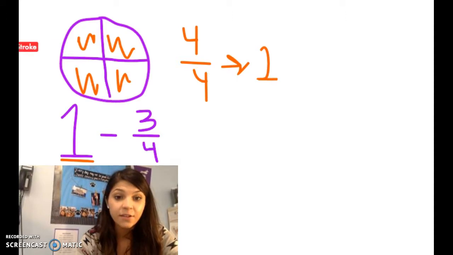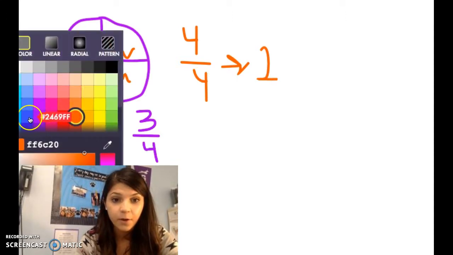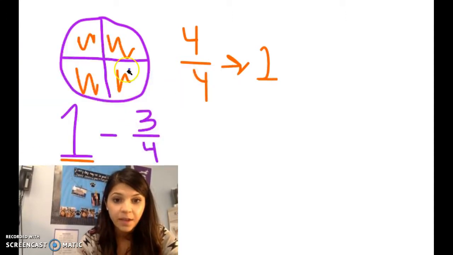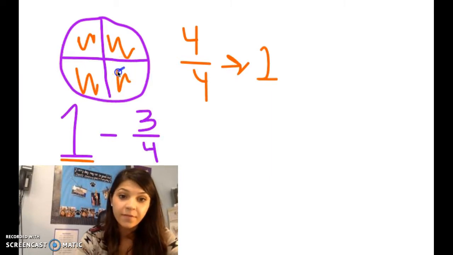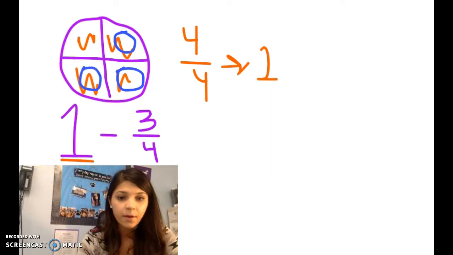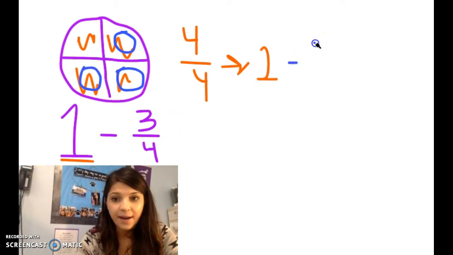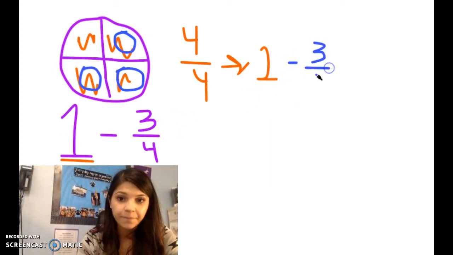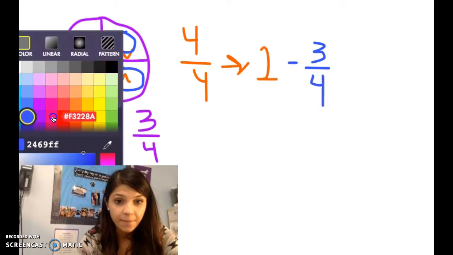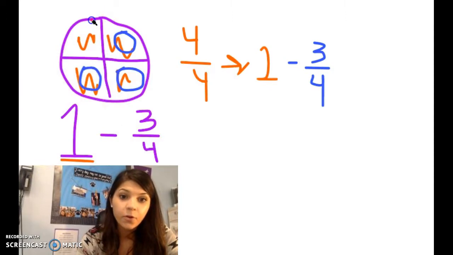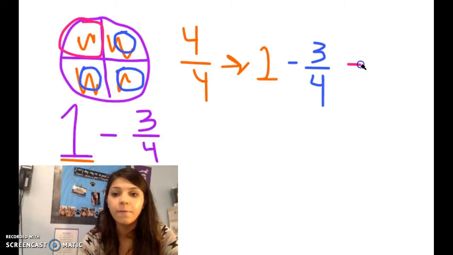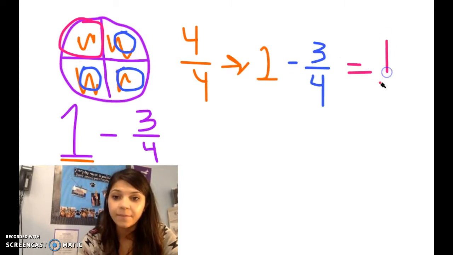So if I subtract 3/4 from it, I'm going to come back over with a different color, the blue, and I'm going to shade out 3/4 of that. So I'm just going to circle 1, 2, 3. Okay, so that's the minus 3/4 part. If I go back with a different color, I'm going to try pink this time, and I circle the only ones that don't have the blue in them, I notice that I have 1/4 of it left.